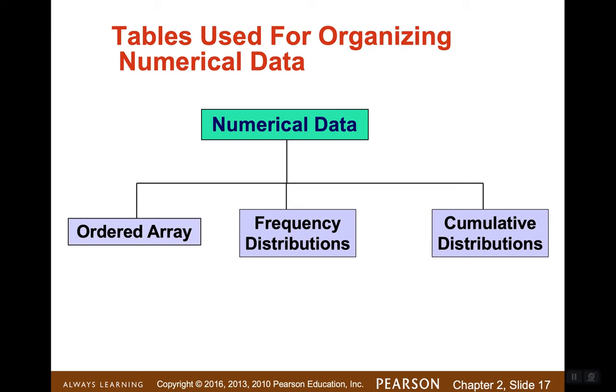All right, so what we just talked about, everything we talked about before, was categorical data. Now we're going to talk about what we do to organize numerical data. There are three approaches to numerical data. Let's look at each one.